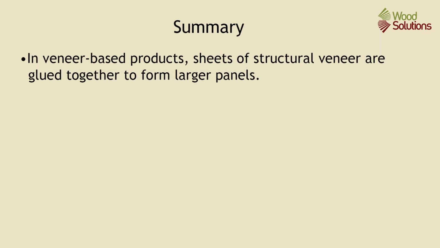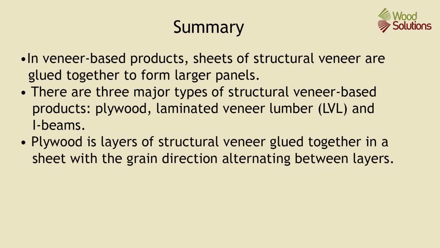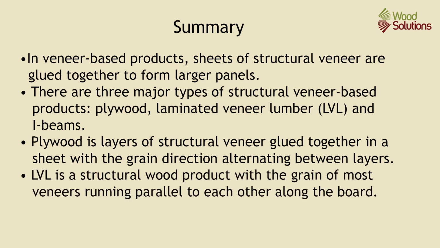In summary, in veneer-based products, sheets of structural veneer are glued together to form larger panels. There are three major types of veneer-based products: plywood, laminated veneer lumber or LVL, and I-beams. These are often manufactured from plywood and LVL. Plywood is layers of structural veneers glued together in a sheet with a grain direction alternating between layers. Laminated veneer lumber is the structural wood product with the grain of most veneers running parallel to each other along the board. This optimizes its structural strength.